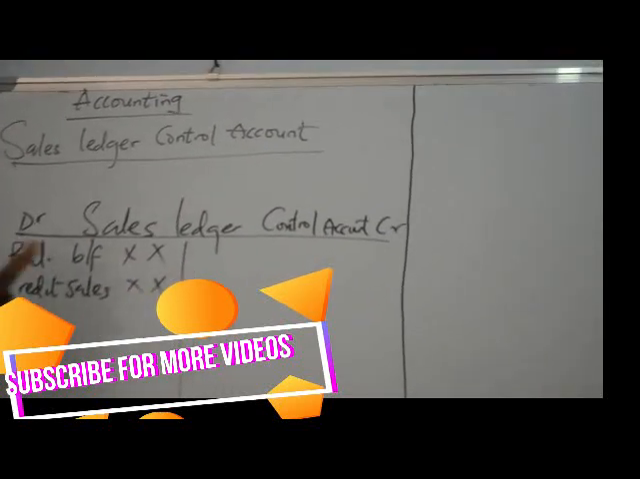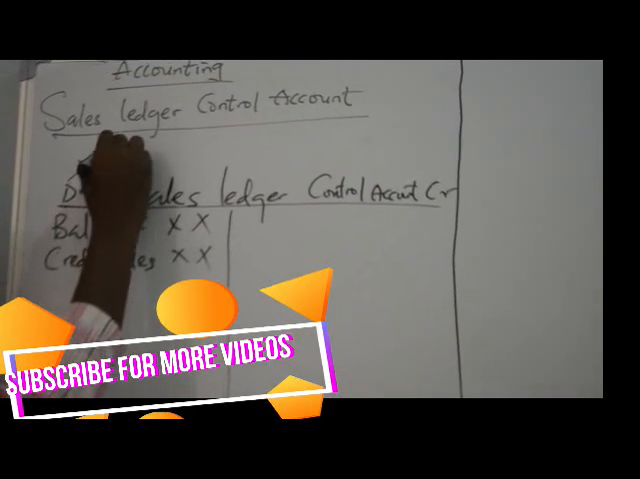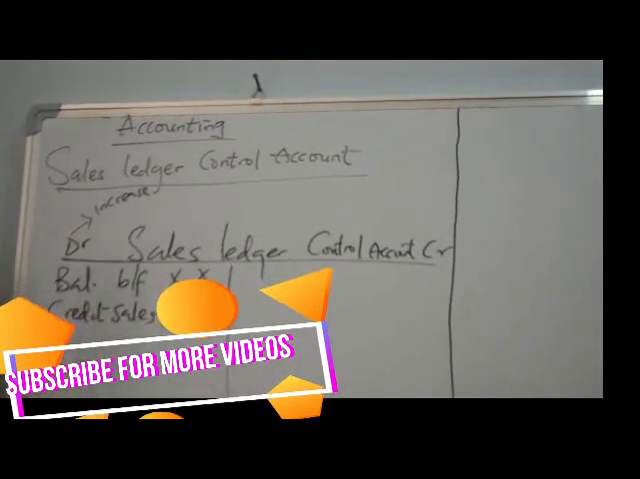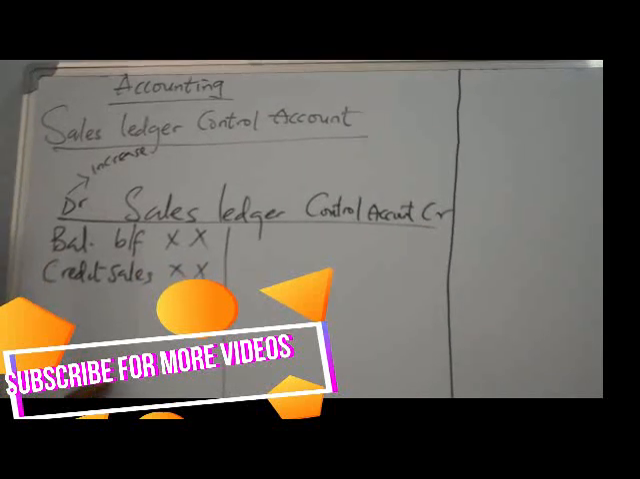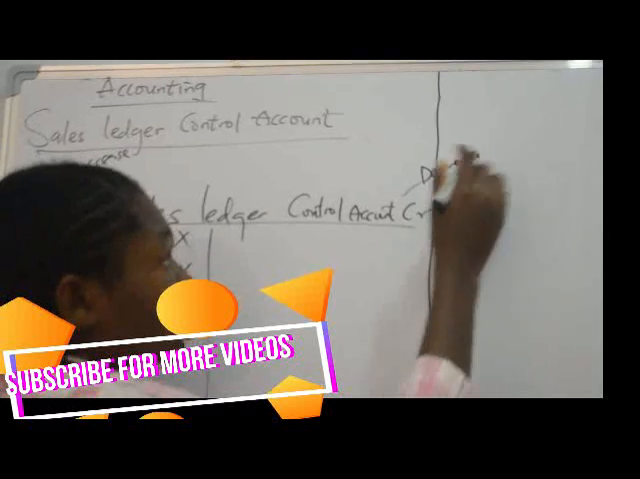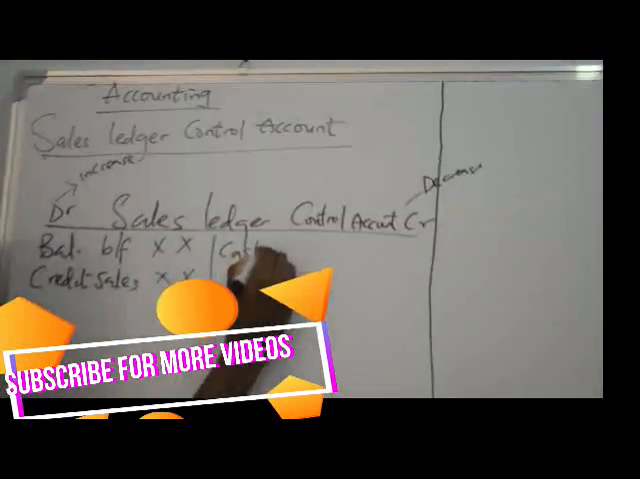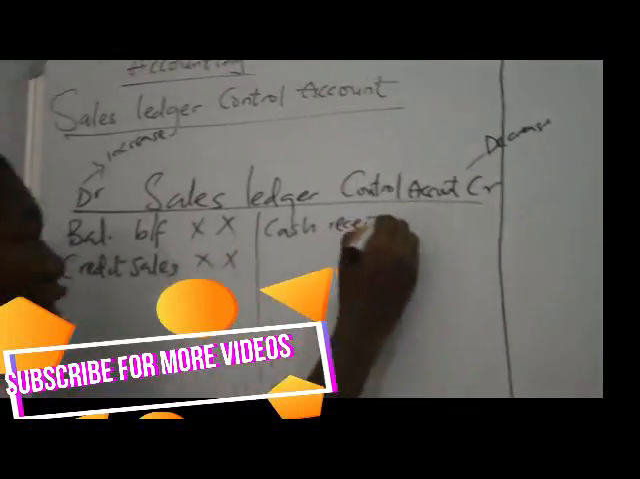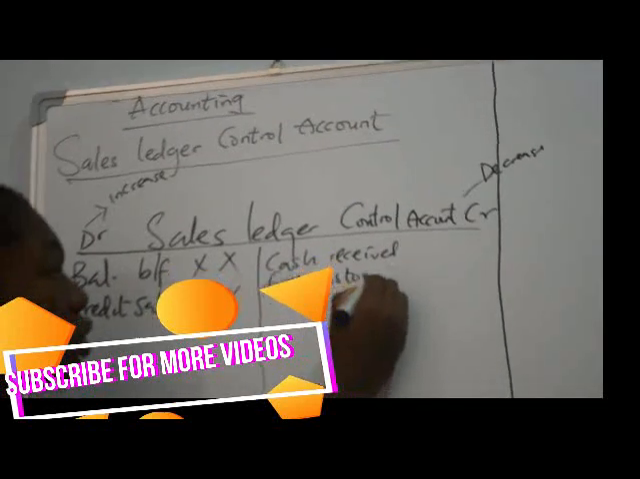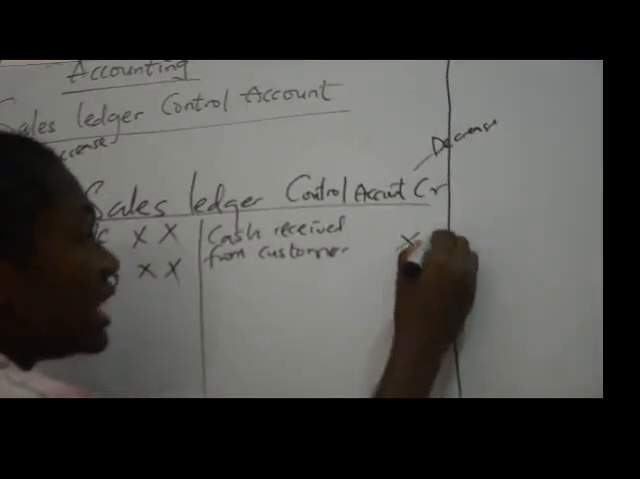On our debit side, in our sales ledger, everything that will increase our debtors, or increase the money owed to us, we debit it. Then everything that will decrease the amount owed to us, we are going to be crediting it. For example, when your debtors pay you cash, the total amount they owe to you will reduce. So we're crediting this entry.